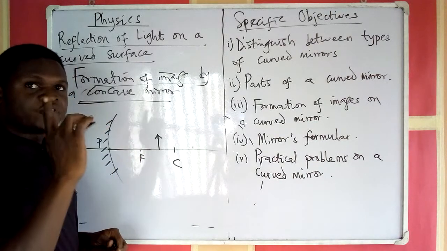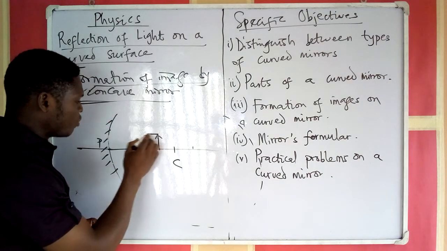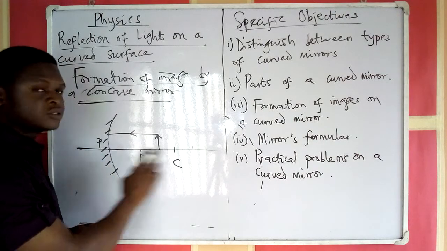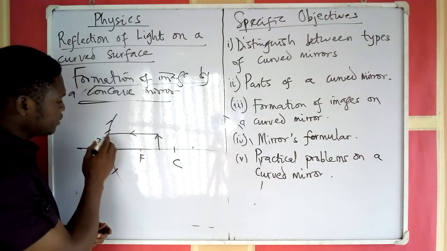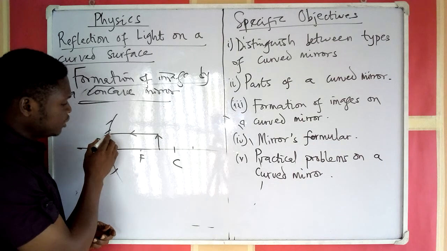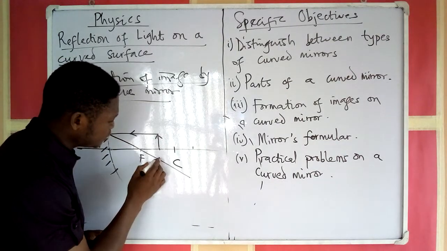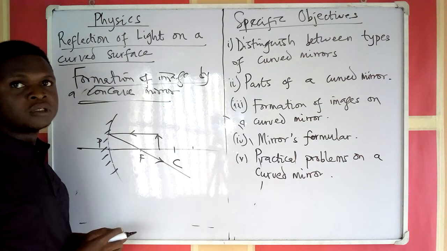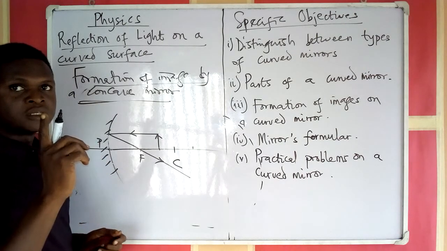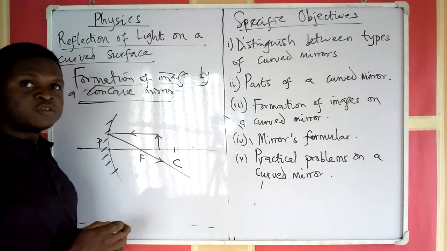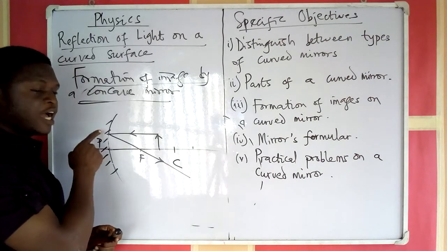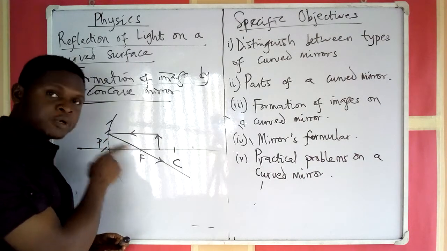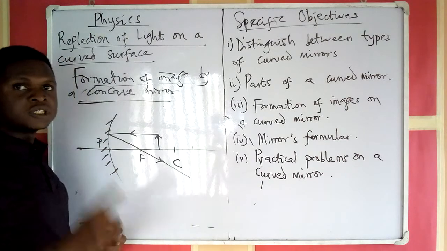Now, the first ray, which I call ray 1, is the one that moves parallel to the principal axis. And after reflection, it now passes through the principal focus. That's ray 1. Anytime you have a ray that moves parallel to the principal axis, after reflection on the reflecting surface of the curved mirror, it must pass through the principal focus. That's ray 1.